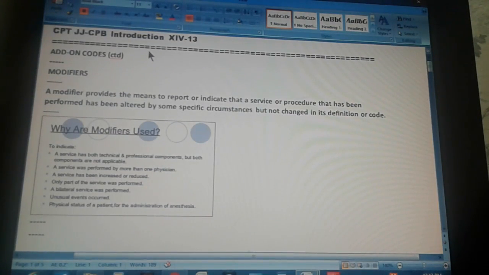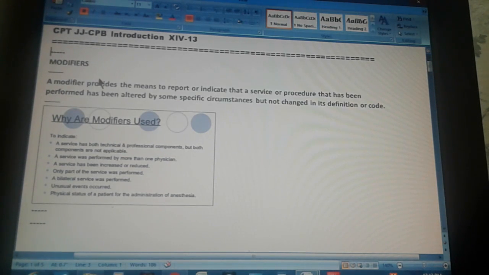CPT JJ-CPV Introduction, page 14, part 13. Add-on codes. Oh no, it's not add-on codes. We're doing modifiers. Can you erase that? Add-on codes? Sure. All right. So we're doing modifiers now, right? Right. Modifiers. What's a modifier?